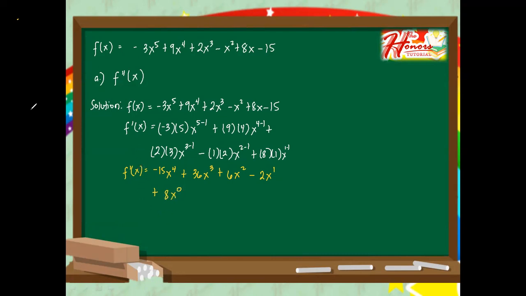Okay, let's continue. F prime of x, meaning the first derivative still. So negative 15x raised to 4 plus 36x cubed plus 6x squared minus 2x. We have to have 1 as an invisible number, so minus 2x plus 8. Why is it plus 8? Because x raised to 0 is equal to 1. So meaning it will become 8 times 1. So that's why it is 8 here. So this is the first derivative only.